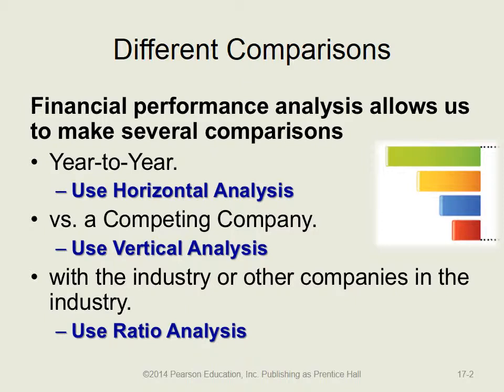Now, horizontal analysis is the comparison of numbers year to year. This allows us to compare the performance in one period to the performance in a different period. Vertical analysis is the comparison versus a competing company or a company within the same industry, or just a comparison to industry averages in general. And then ratio analysis exploits the implications of the relationships between the numbers embedded in the financial statements.